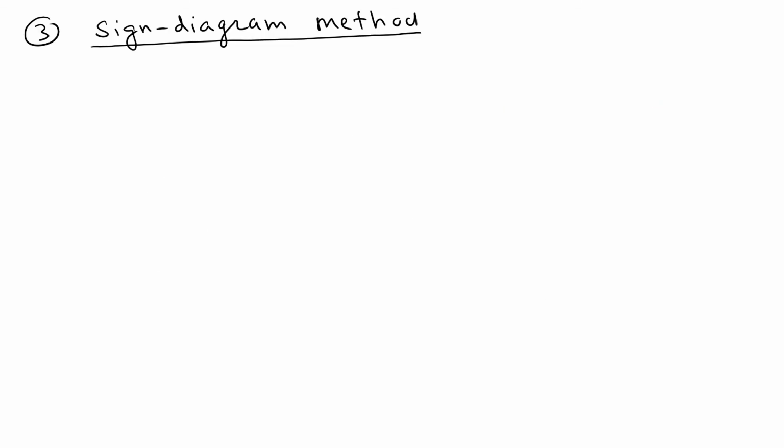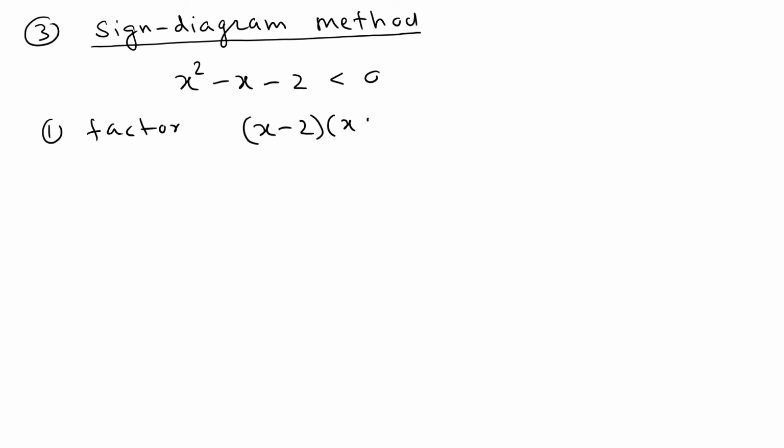The third method is the sign diagram method, and this is my favorite method because it works for many problems and it's not that difficult. It doesn't take much time. So let's look at how the sign diagram method works. We can look at the same problem: x squared minus x minus 2 less than 0. As before, the first step is to factor. It is x minus 2 and x plus 1. Those are the factors. The second step is to find zeros.